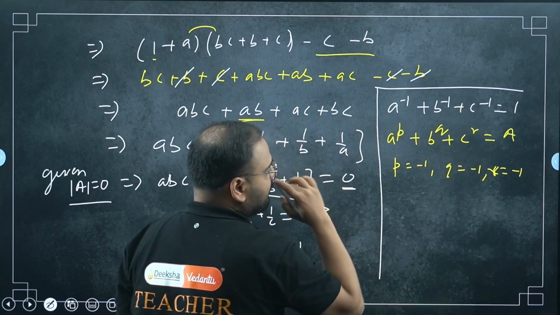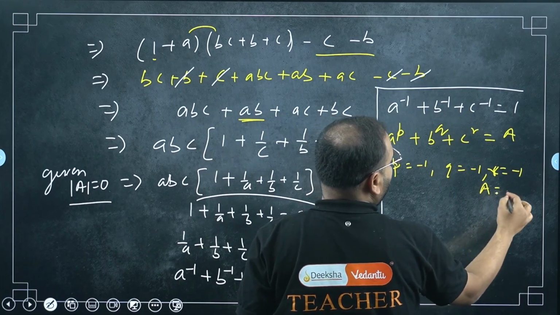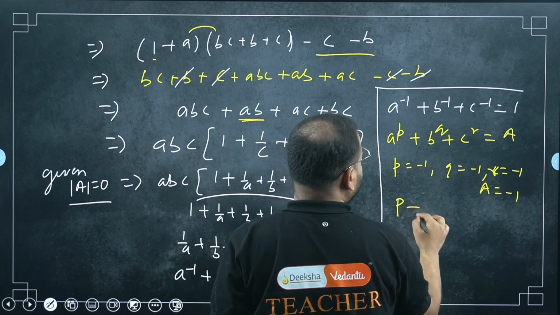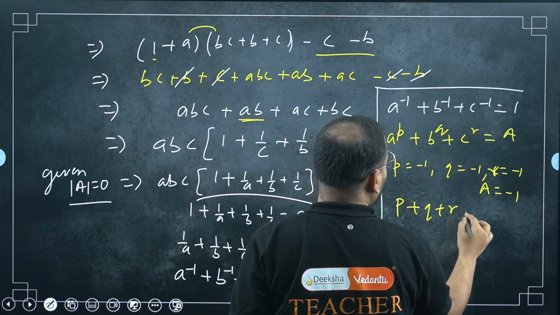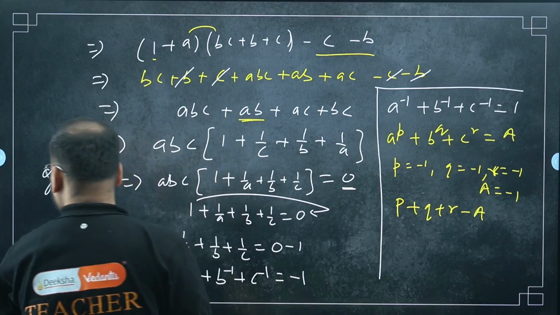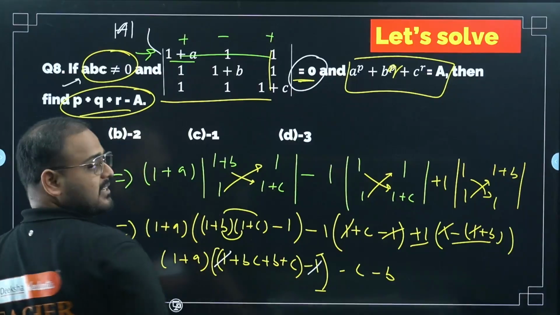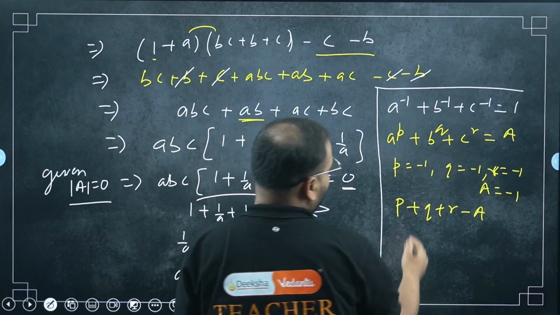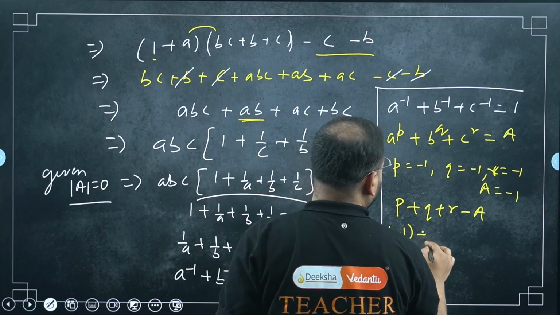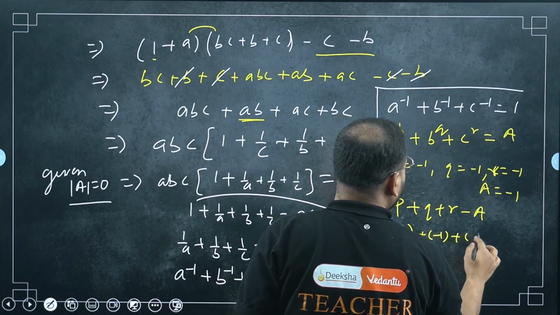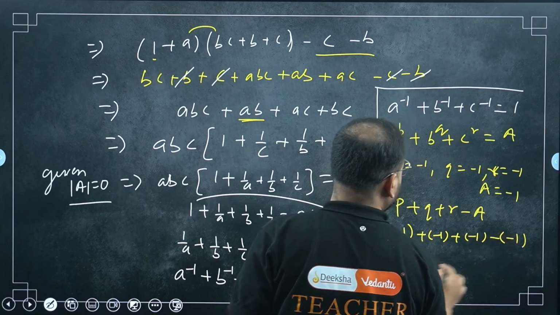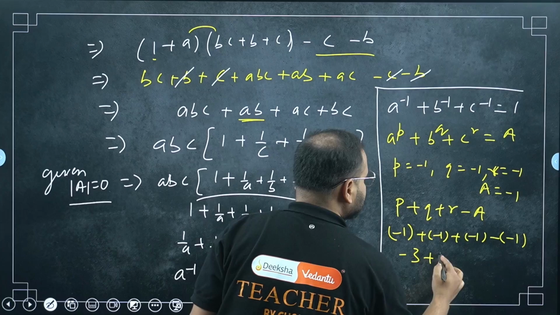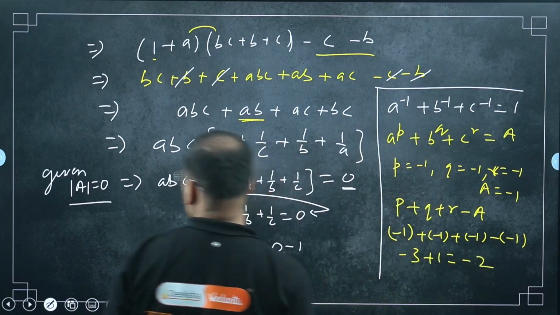If you compare the form, what is A value? A is also -1, sir. What are they saying? Find P plus Q plus R minus A. That's what they're saying, right? P plus Q plus R minus A. What is P? -1 plus -1 plus -1 minus of minus A. This is going to be -1, -1, -1, so -3. Minus of minus A plus 1. Answer is -2.